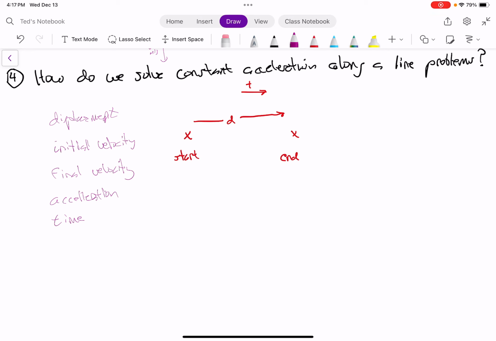The initial velocity is how fast we're moving at the beginning. The final velocity is how fast we're moving at the end. And the acceleration is how quickly we're speeding up or slowing down. And remember, all of these things could be positive or negative. If you have a positive displacement, that means you have moved forward. A negative displacement means you've moved backwards. If your initial velocity is positive, that means you start out moving in the forward direction. If your final velocity is positive, that means you end up moving in the forward direction.